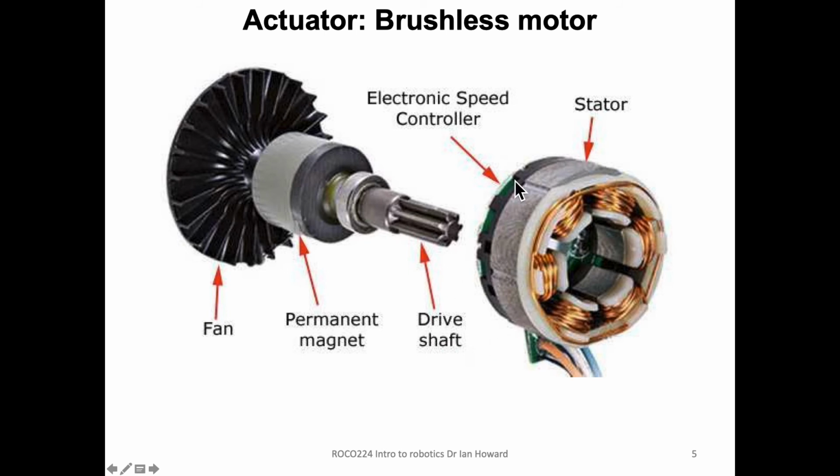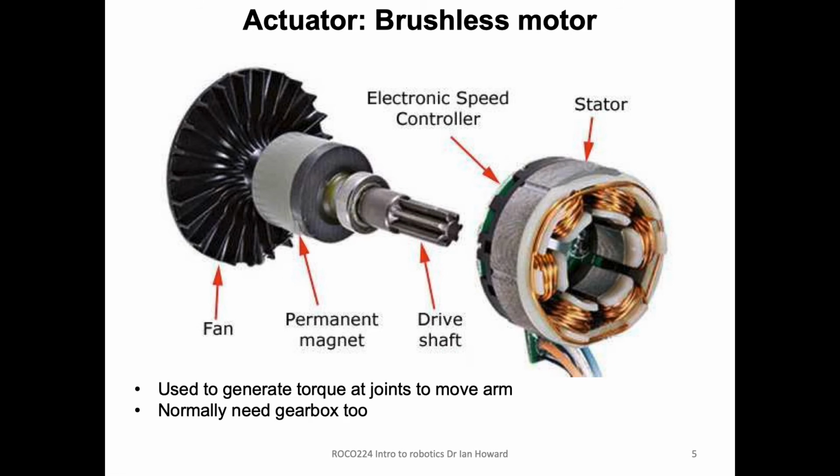And we use electronic commutation to make sure that we're always switching the current appropriately, so it always goes in the direction we want it to go in. And these things can generate substantial torques, but not usually enough directly to drive a robot arm. And so typically we will need some kind of gearbox, which is unfortunate, but it's just because the torque is normally not high enough on its own.